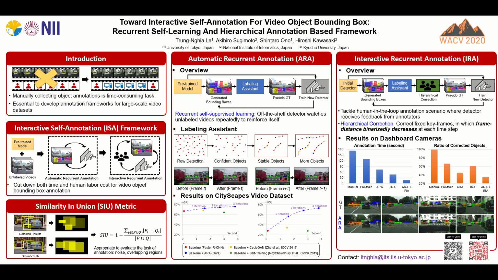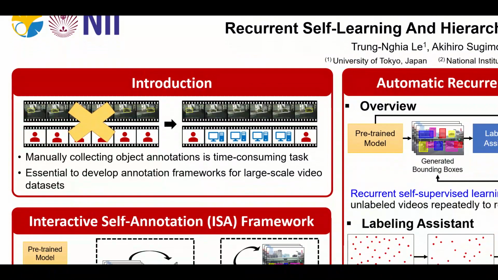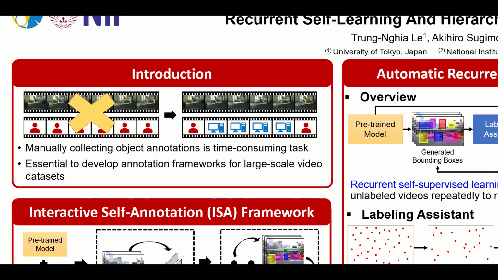I'd like to share with you our work about video object annotation. As you know, deep networks require a large amount of training data with ground truth. However, manually collecting object annotation is a time-consuming task, so it is essential to develop effective annotation frameworks to generate desired ground truth for large-scale video datasets. In this paper, we tackle this problem of video object annotation, where a human annotates some examples and then the machine learns to generate the rest.